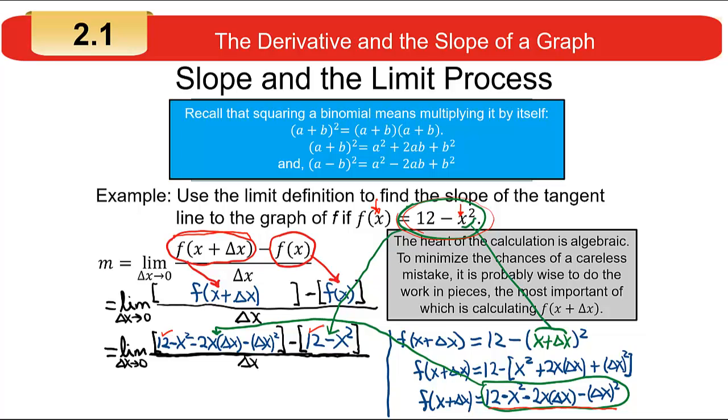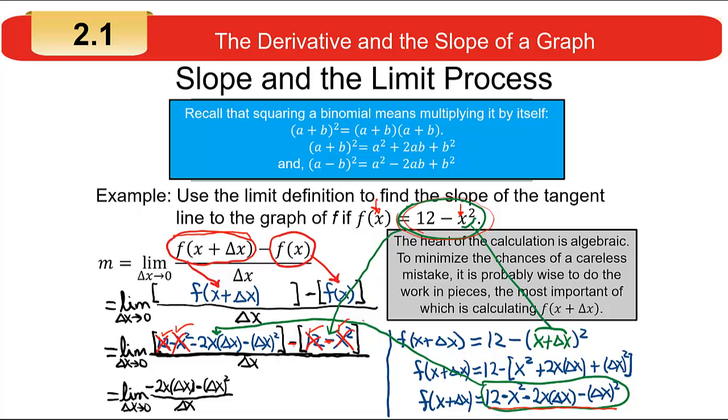Those will cancel out. And you'll have an x squared, a minus x squared here, and you're going to have minus a minus. Remember, those two signs are going to make a positive, and you're going to get a plus x squared and a minus x squared. So in the end, when you do that simplification, the 12s go away and the minus x squareds go away, and all you're left with up top is the minus 2x delta x minus delta x quantity squared all over delta x.